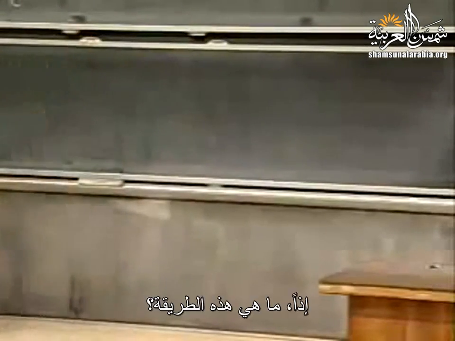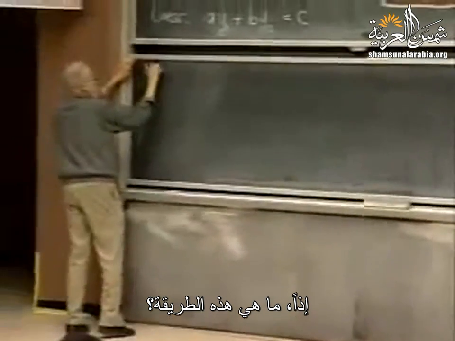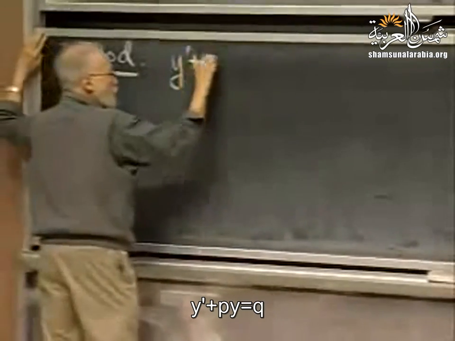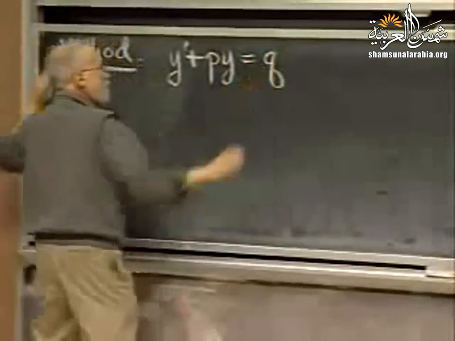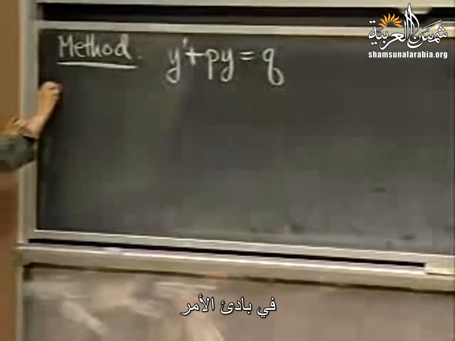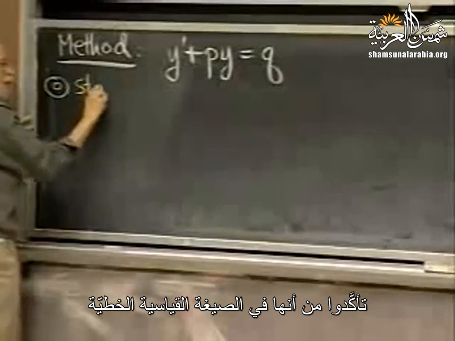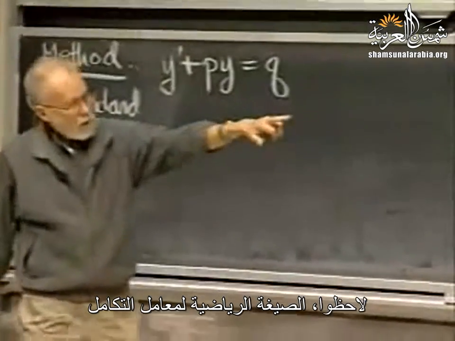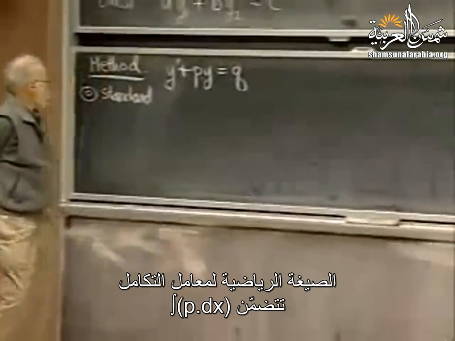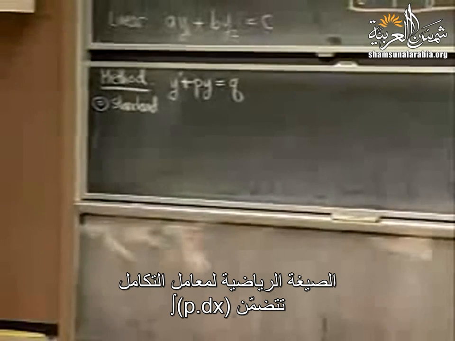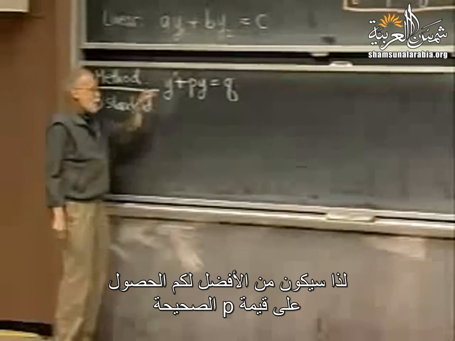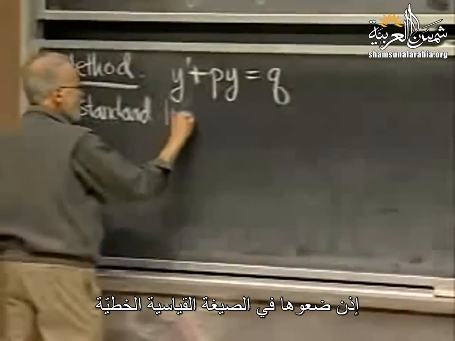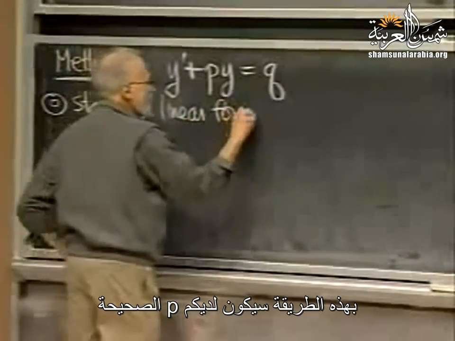So what's our method? It's the method for solving y prime plus py equals q. Well, in the first place, make sure it's in standard linear form. If it isn't, you must put it in that form. Notice the formula for the integrating factor involves p, the integral of p dx, so you'd better get the right p. Otherwise, you're sunk. Okay, so put it in standard linear form. That way you'll have the right p.